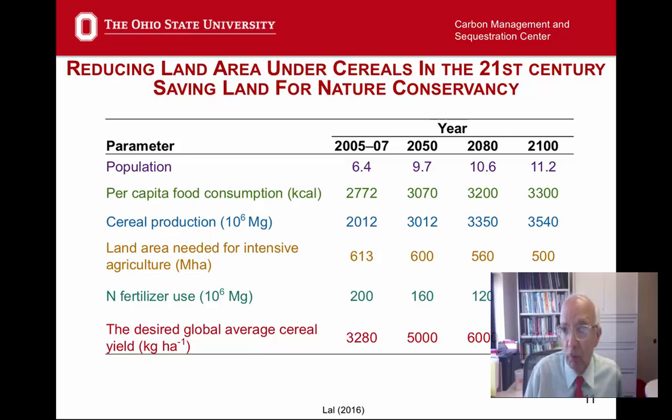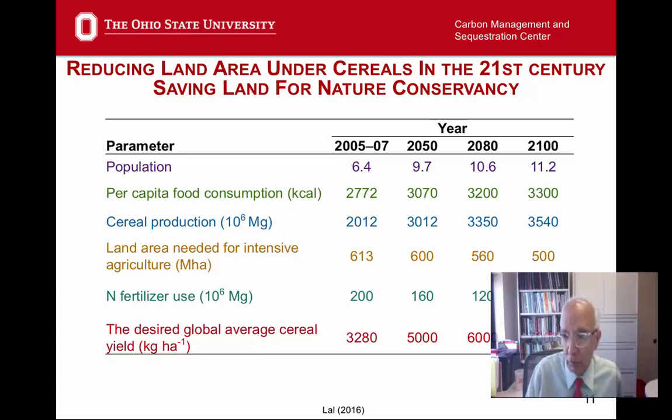It is feasible that the total cereal production of 2,000 million tons at the moment may be increased to 3,000 by 2050, 3,350 million tons by 2080, and 3,540 million tons by 2100. However, the cereal land needed for this production doesn't have to be increased. I strongly believe that the present cereal area of 630 million hectares can be reduced to 600 by 2050, 560 million hectares by 2080, and only 500 million hectares by 2100.